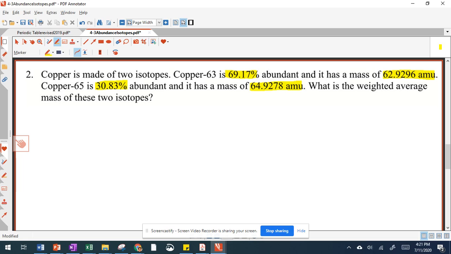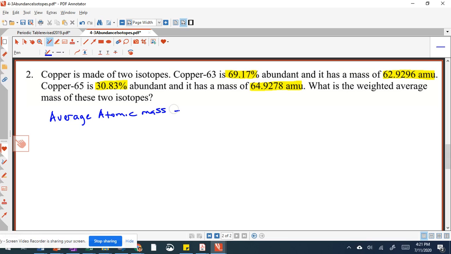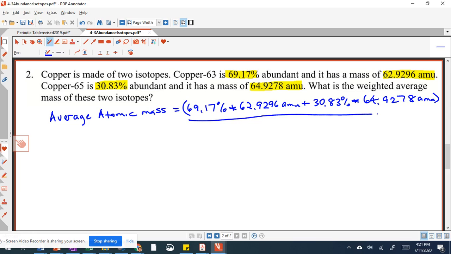And this will be true of the other problems on this worksheet. So for copper, the average atomic mass is going to be 69.17% times 62.9296 AMUs plus 30.83% times 64.9278 AMUs. And this will be over 100.